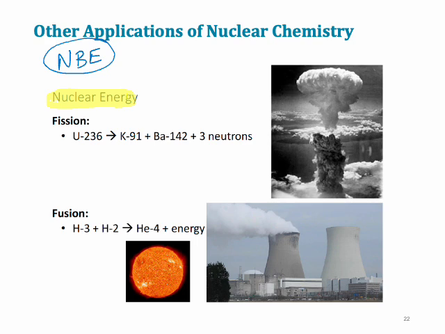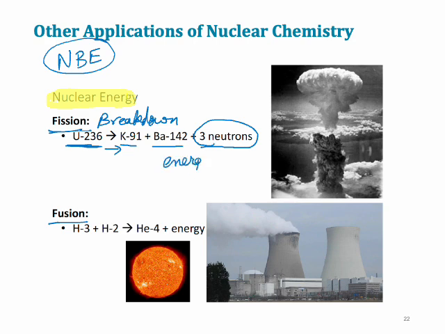There are two types of reactions that can be done. One is called nuclear fission, another one is called fusion. What is nuclear fission? Fission stands for breakdown. So we can break down a nuclear material, uranium-236, to give us two atoms, krypton-91 and barium-142, and it will release 3 neutrons, and during this process it releases a lot of energy as well.